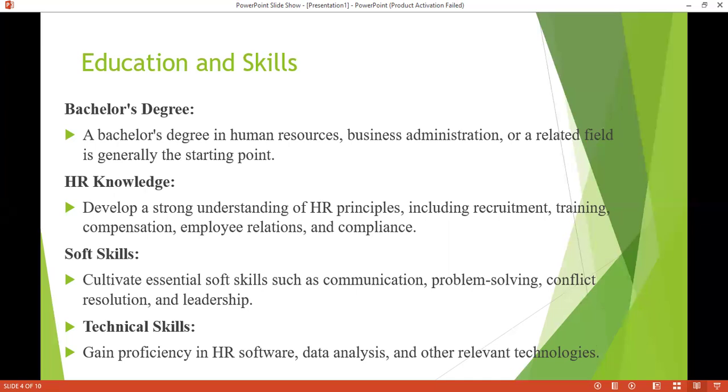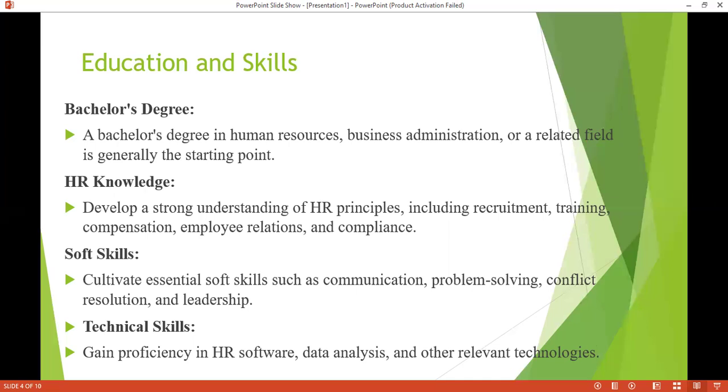Then the HR knowledge. You need to develop a strong understanding of HR principles. How does recruitment take place? How you train, compensation, employee relationship, and also compliance. Compliance, what are the requirements? Maybe the type of dressing they do, how the organization is well structured and all. Then there are soft skills. What are soft skills? That's communication skill. You have to have good problem solving skill, conflict resolution, and leadership skills.